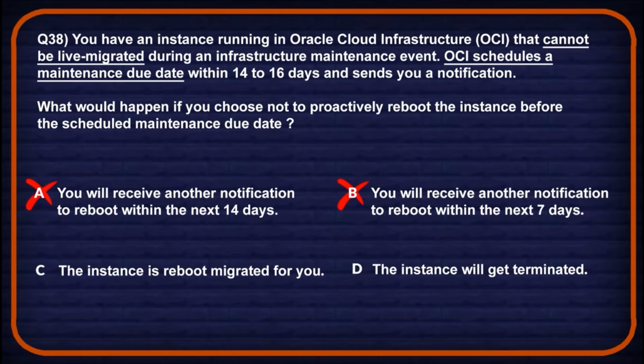So option C might be a potential answer. Let's keep it. Moving on to option number D. The instance will be terminated. OCI does not terminate the instance. It migrates it safely. So option D is also an incorrect choice. So option C will be the correct one.